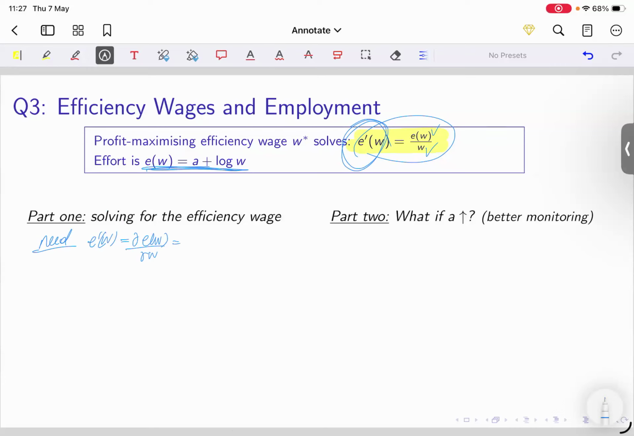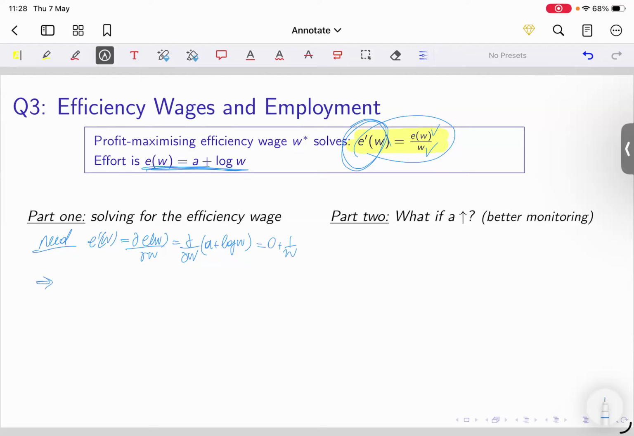How much harder will I work if I'm paid one dollar more? We're given this equation: A plus log of W. What's the derivative with respect to W? A, of course, is just a constant, so this is 0. And then I have the derivative of the log, which is just 1 over W. Now, given this, I have everything I need to find the efficiency wage.